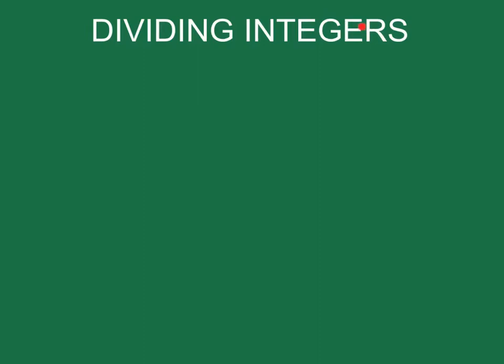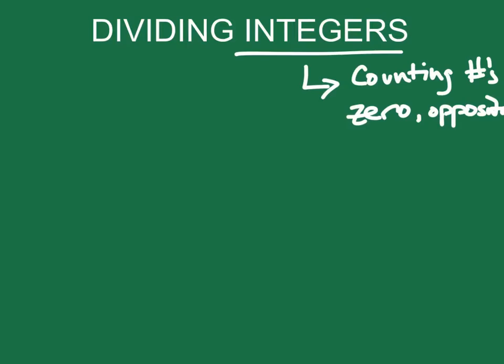Hi there. In this video, we're going to be talking about dividing integers. Now, a couple things. Let's talk about what an integer is first, and then we'll talk about what dividing means. So remember that an integer is simply just your counting numbers, 0, and your opposites, okay? And so what we will be doing is dividing positive and negative numbers to see how that works.